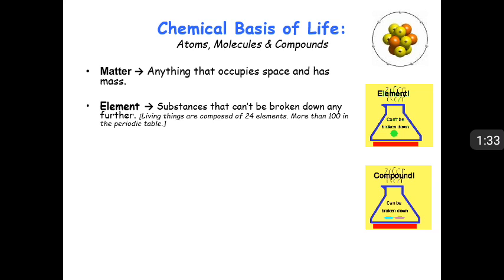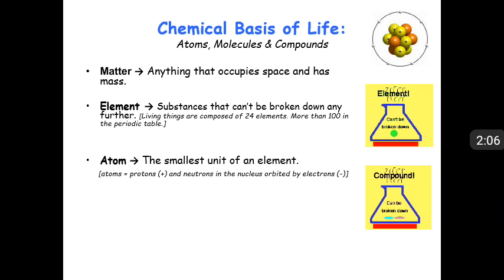Now, chemical basis of life: atoms, molecules and compounds. What is matter? Anything that occupies space and has mass. Anything in this universe that occupies space, and has any mass, that is called matter. Then element: substances that can't be broken down any further are called elements. Living things are composed of 24 elements, and there are more than 100 elements in the periodic table.